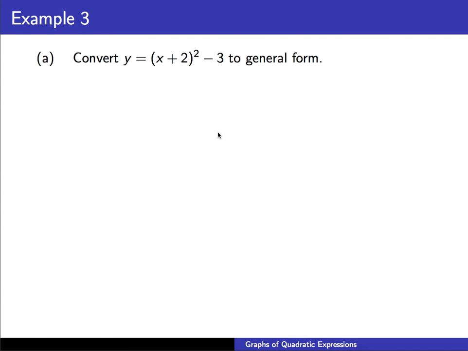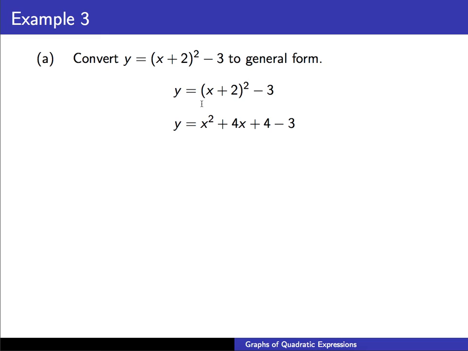So example 3a, we're going to convert y equals (x plus 2) squared minus 3 to general form. So we'll start with our expression. When we multiply x plus 2 times itself, or when we square the expression x plus 2, we get x squared plus 2x plus 2x plus 4. And then x squared plus 2x plus 2x plus 4 simplifies to x squared plus 4x plus 4.